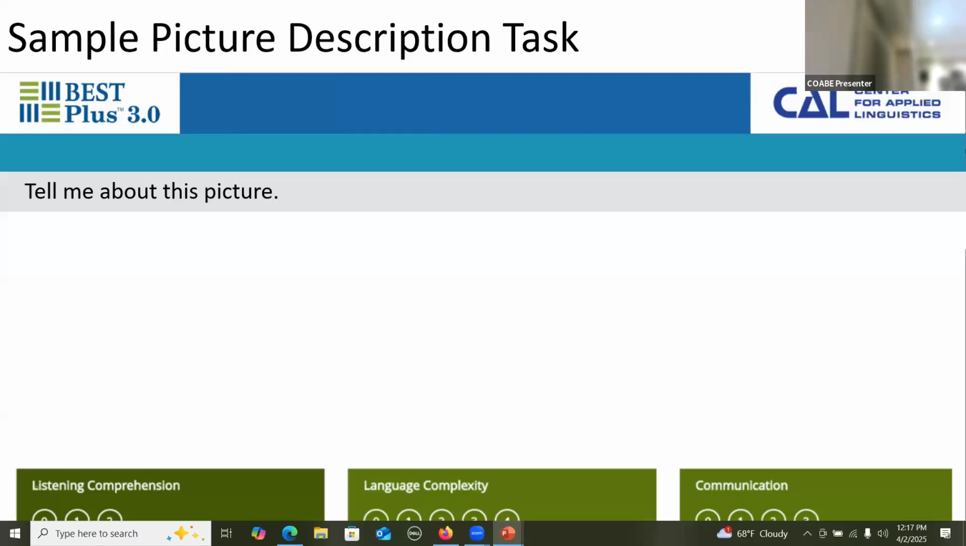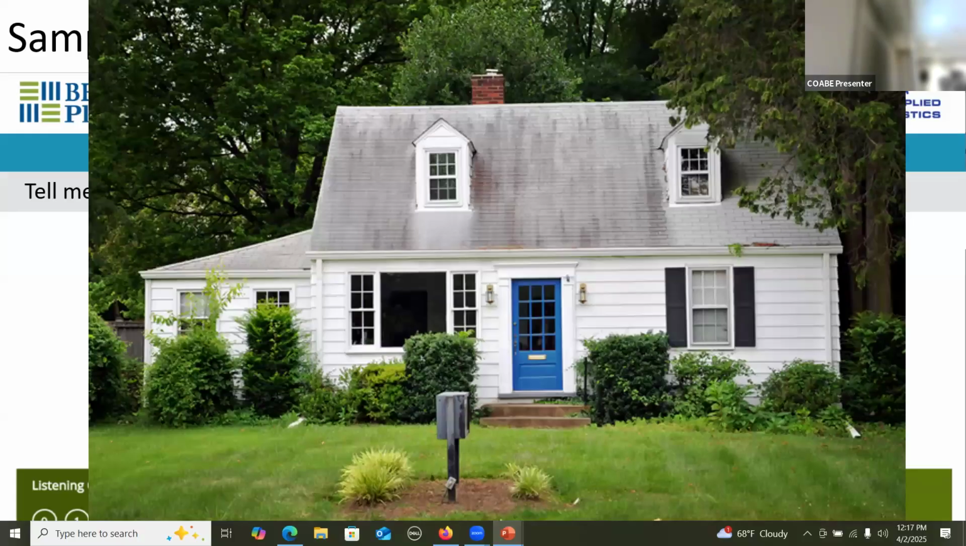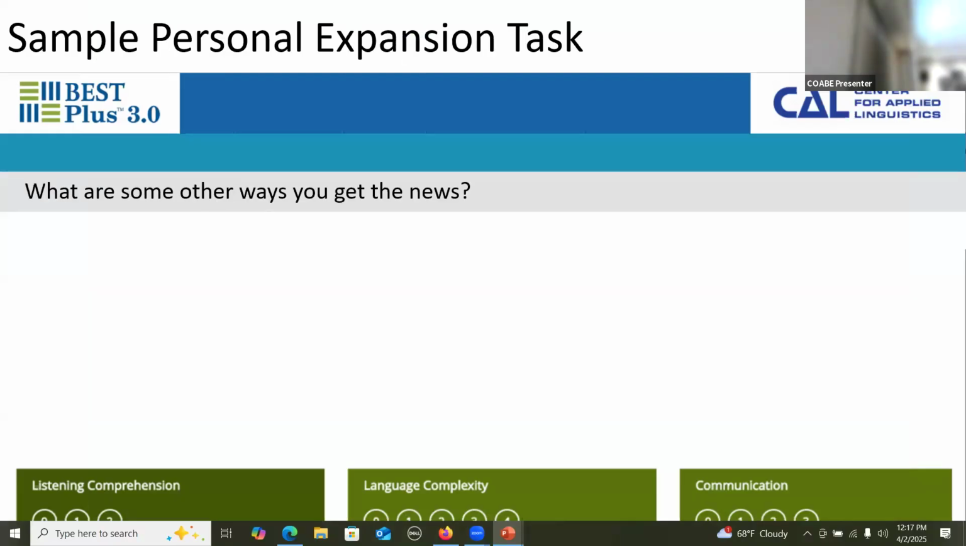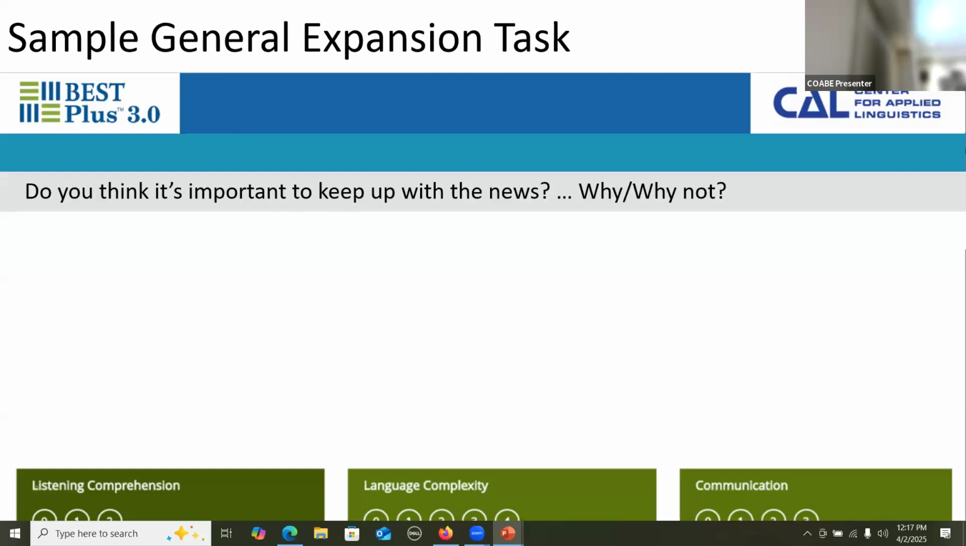So tell me about this picture. The examinee would tell about this picture. The computer would be turned to show the picture. And the test administrator scores the response live. The next question is, what are some ways to get the news? The response again is scored live. That's again one of their earlier items. Then, do you think it's important to keep up with the news? Why or why not?